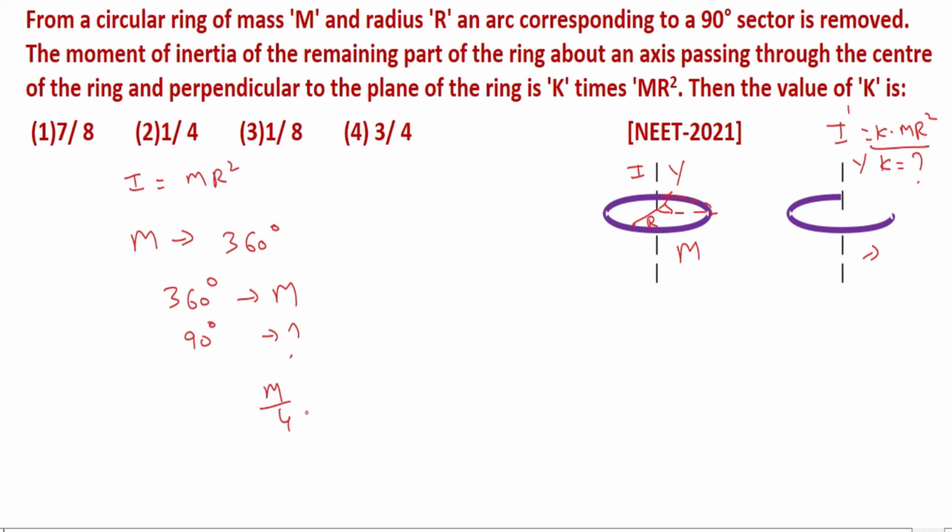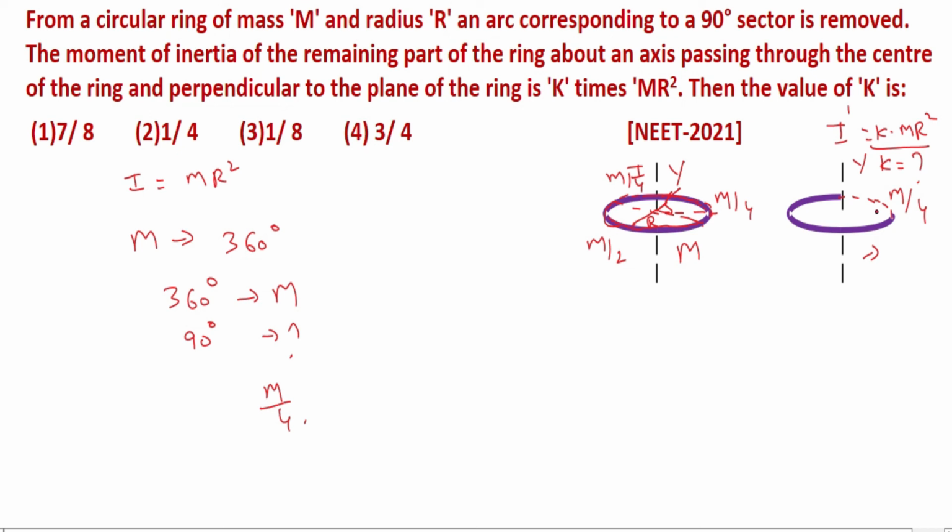Okay, this is one way of finding the mass of the removed part. Okay, the other way is you divide this ring into two halves. Then each half, the mass of each half will be M by 2. Okay, similarly the mass of other half will also be M by 2. Okay, now this entire half is again divided into two parts. Then the mass of this part will be M by 4 and the mass of the other part will be M by 4. That is, the mass of this removed part will be M by 4.